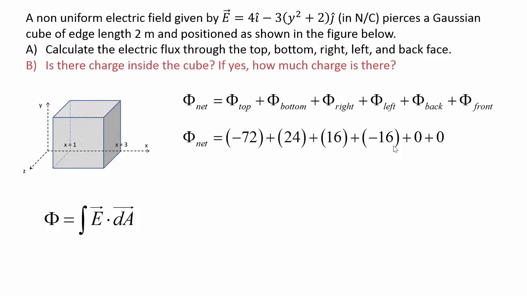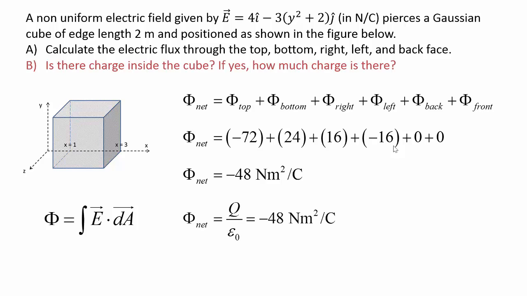The flux through the top surface was minus 72, through the bottom was 24, through the right face was 16, through the left face was minus 16, and through the back and front faces was 0. The net flux in this case is minus 48 newtons meter squared per coulomb. Clearly, we have charge inside the cube because the net flux is not 0. Not only that, but because the flux is negative, you have to realize that the charge inside the cube is negative too.